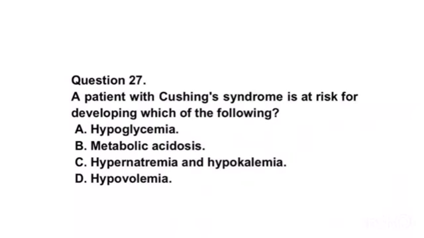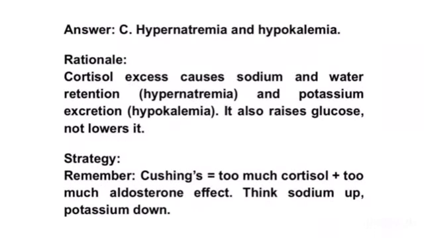Question 27. A patient with Cushing syndrome is at risk for developing which of the following? A. Hypoglycemia. B. Metabolic acidosis. C. Hypernatremia and hypokalemia. D. Hypovolemia. Answer C. Hypernatremia and hypokalemia. Rationale: cortisol excess causes sodium and water retention, hypernatremia, and potassium excretion, hypokalemia. It also raises glucose, not lowers it. Strategy: remember, Cushing's equals too much cortisol plus too much aldosterone effect. Think sodium up, potassium down.